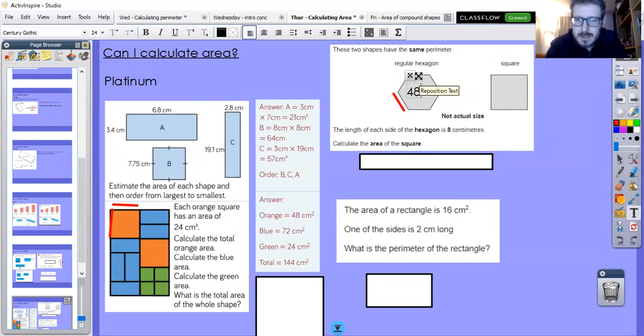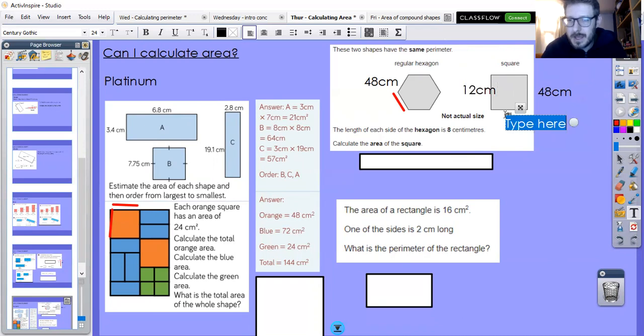Is it 48? Is it centimeters? Yes, so centimeters. So we know that the perimeter of the hexagon is 48 centimeters, which means we know that the perimeter of the square is 48 centimeters. So we know the perimeter over here is 48 centimeters because it says up here that they have the same perimeter. But then instead of there being 6 sides, there are 4 sides. So we divide the 48 by the 4, which means that each of these sides will be 12 centimeters long, because 48 divided by 4 equals 12.